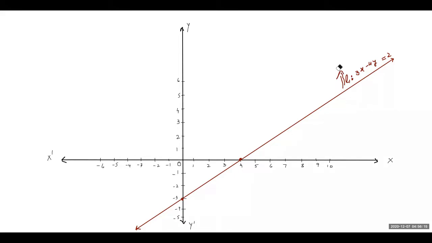Let me correct this arrow. Here it is. Solution region is on this side of the line. This whole is our solution region. Now let's get to the second line.